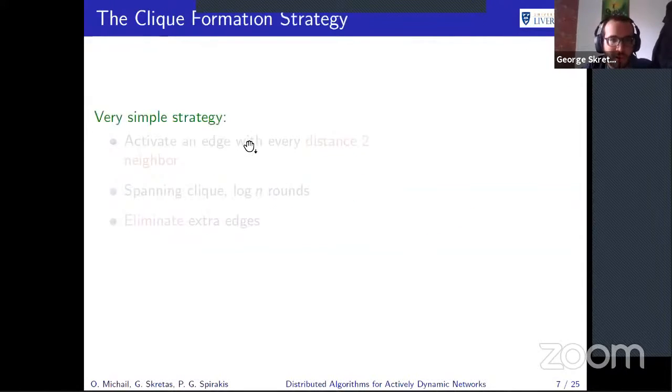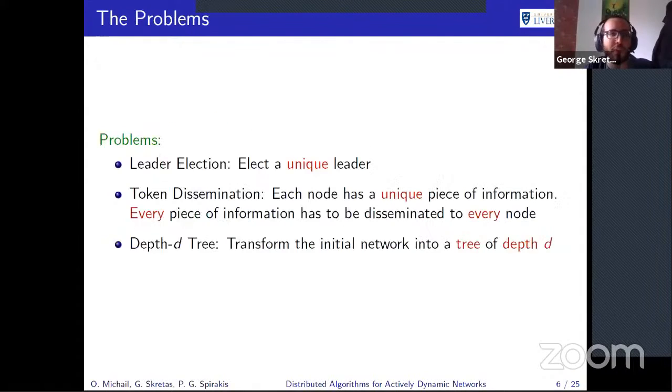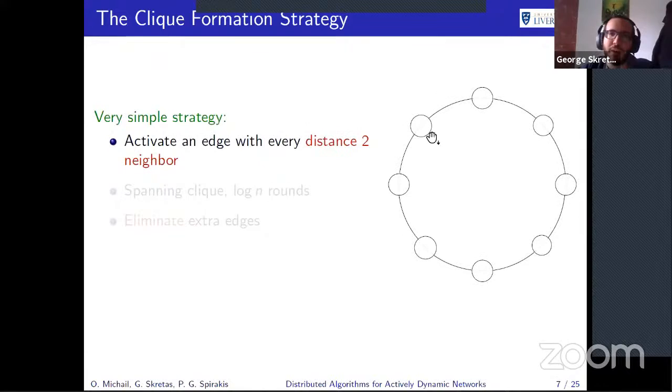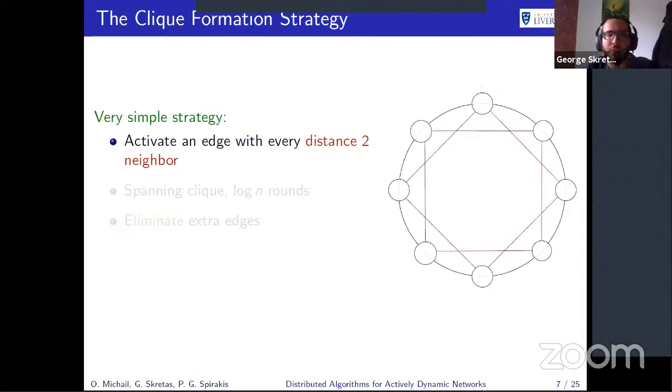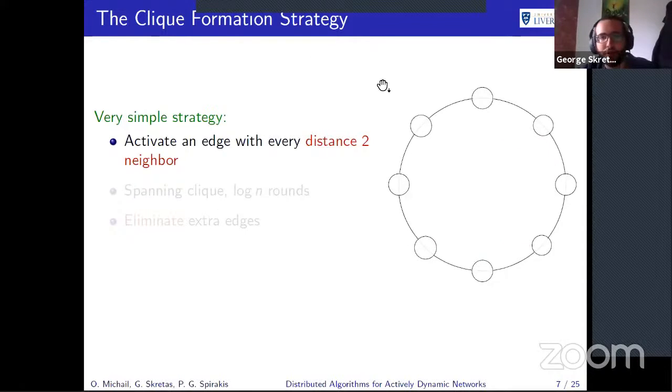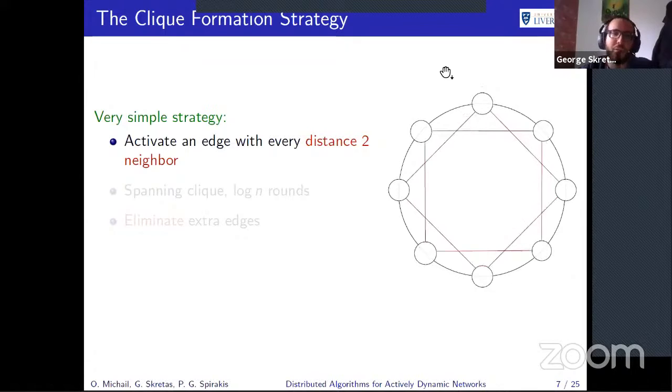So let me start by showing you a small example of how we could solve all 3 of those problems. So assume that we have a ring like this, and we employ the very simple strategy that says every node activates an edge with every distance two neighbor in every round. So we start doing that first with the distance 2 nodes. An example here is: this is a distance two neighbor from this node. This is a distance two neighbor from this node as well. So it activates those edges symmetrically for the rest of them as well.